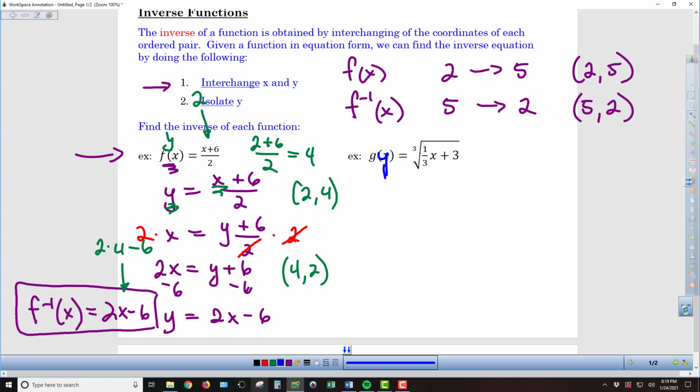So now I'm going to flip-flop the x's and y's. So I'm going to have x equals the cube root of 1/3 y plus 3. So I need to get rid of that cube root as I try to solve for y. So I'm going to raise both sides to the 3rd power. So that will undo the cube root. So now I've got x cubed equals 1/3 y plus 3.